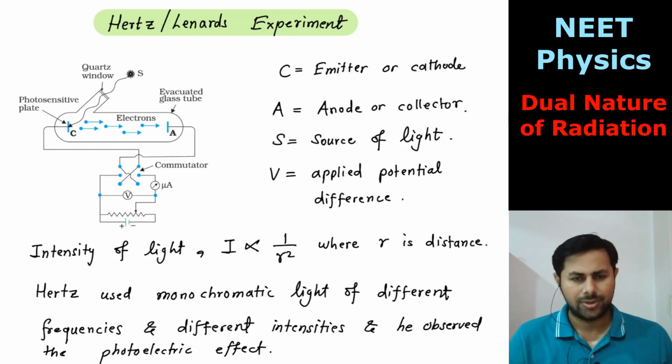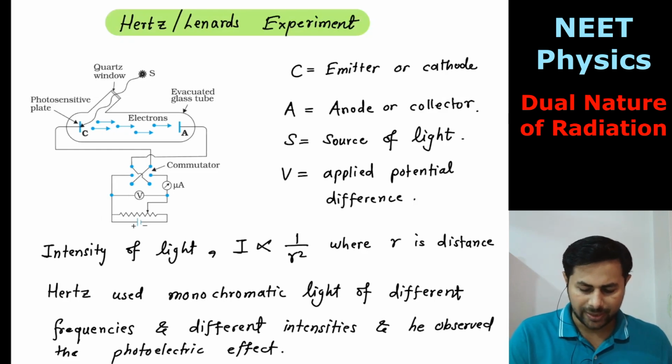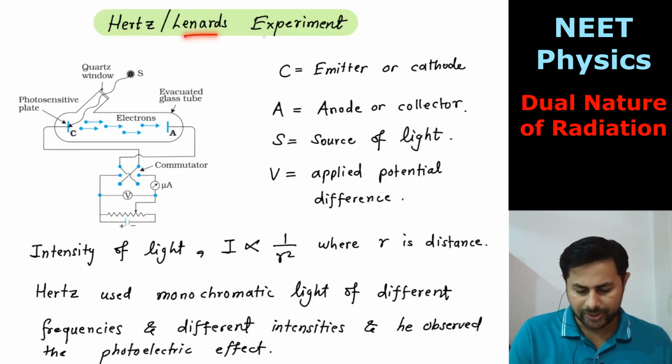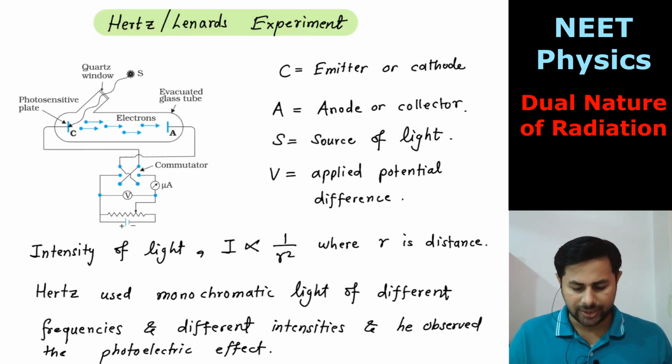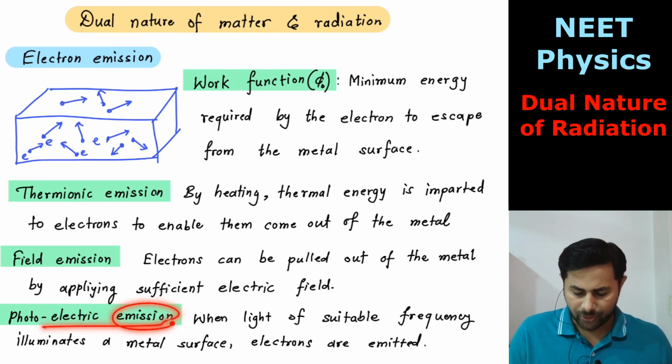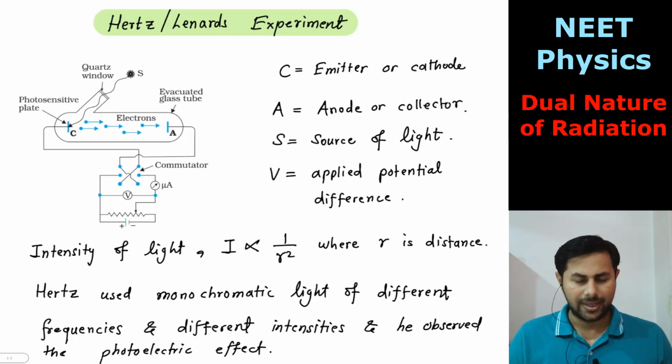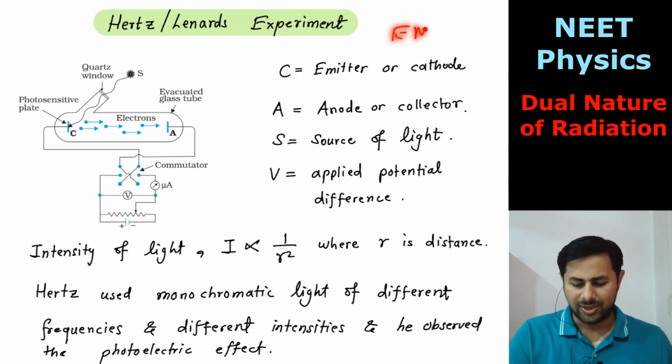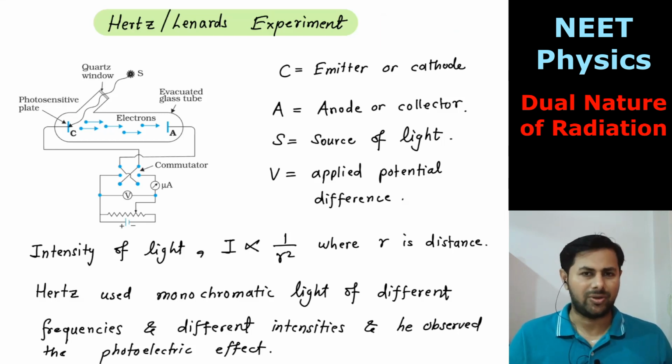All right. So after that, let us talk about Hertz and Lenard's experiment. Hertz and Lenard were two physicists who worked on the photoelectric effect, that is the photoelectric emission of electrons, and they observed some strange things which couldn't be explained by the classical theory of light. Now, what is classical theory of light? We know that light is made up of electromagnetic waves. So this is called the classical wave theory of light.